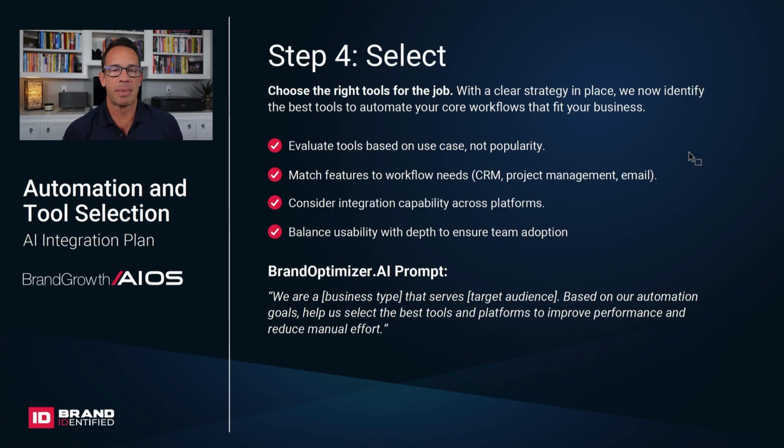Now moving on to step number 4, and that is to select. Choose the right tools for the job. With a clear strategy in place, now we identify the best tools to automate your core workflows that fit your business. So evaluate tools based on use case, not popularity. Match the features to workflow needs.